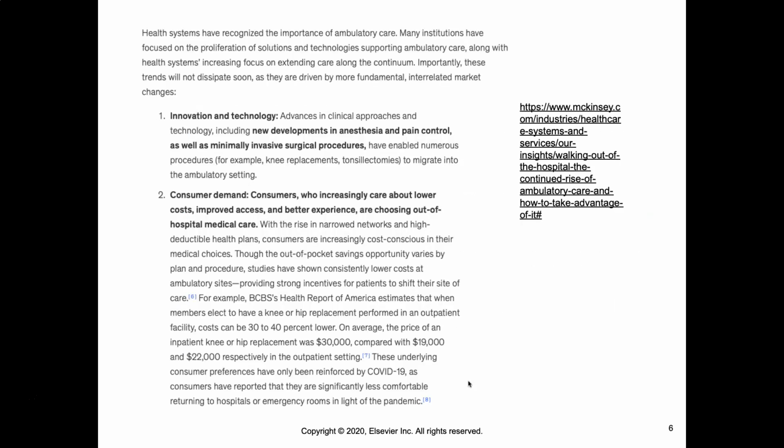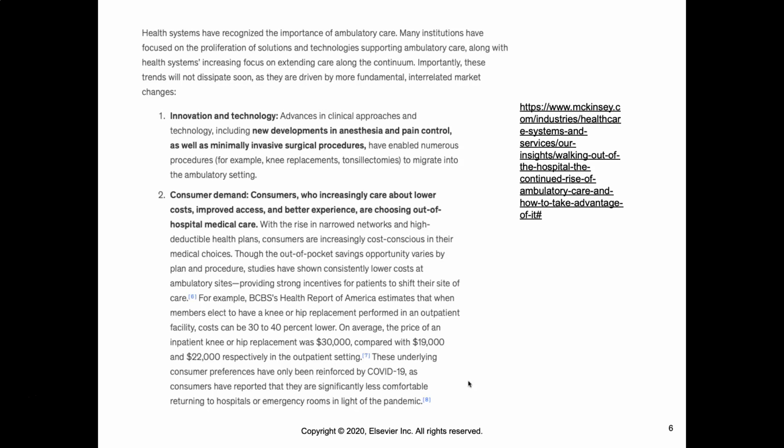I included this information about ASCs because, and it's on the next couple of slides, it has to do with ambulatory care and why it continues to grow, and it builds off the last slide really. But with innovation and technology, there's been advances in clinical approaches and technology, especially when it comes to anesthesia and pain control and minimally invasive surgical procedures. And so procedures can be done in the ambulatory setting in an ASC, as I said, that weren't able to be done years ago.